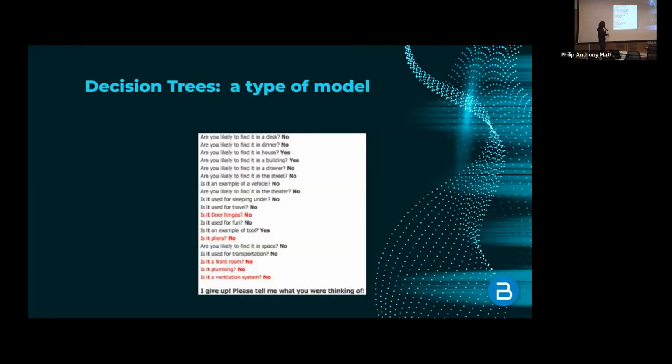Essentially, the game goes like this. The person has an object in their mind that they're thinking about, and the player has 20 yes or no questions they can ask the person in order to determine the object they're thinking about. You can read here some examples of yes or no questions the person asked to eventually find out what the object is. Next slide, please. Let's just play this game right here.